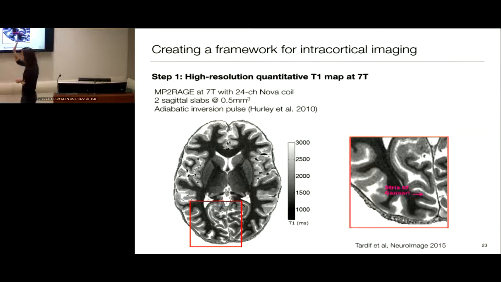And so here we have a 0.5 millimeter isotropic T1 map. You can start to see, let me move it up here, for example, the stria of Gennari, okay, in the whole brain in vivo T1 map of the subject.